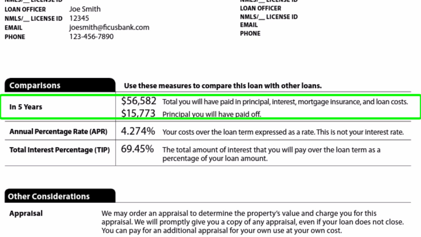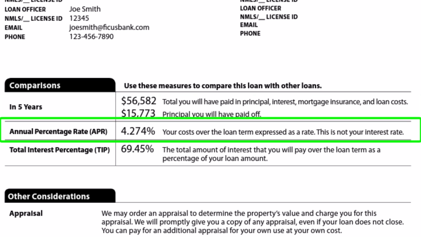This figure represents a total amount you will have paid in principal, interest, mortgage insurance, and the loan costs after 5 years, as well as the remaining principal balance. Next, we have the APR, or the annual percentage rate, and it's the overall cost of your loan over its term expressed as a rate.